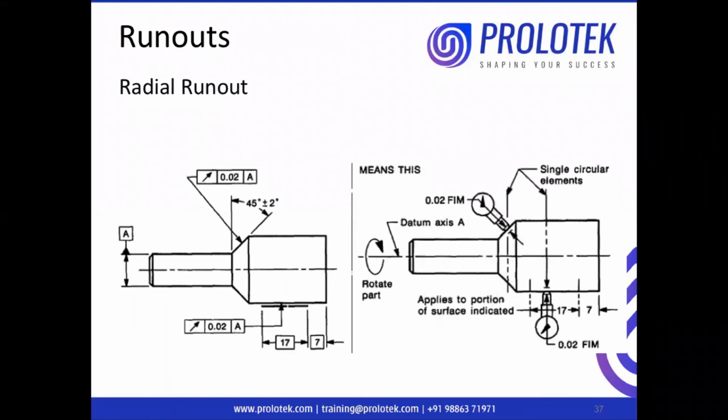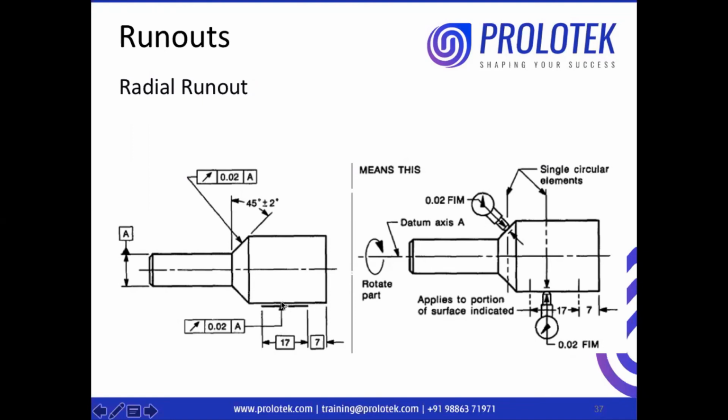The third category under related feature is called runouts. Why we call it runout is that it can control multiple geometrical errors. Under that, the first category is called radial runout. If you see this, radial runout is placed onto a taper surface, and here it is placed onto a cylindrical surface. Whether it is a taper surface or cylindrical surface, if I take a cross section, I'm going to get a circular profile.